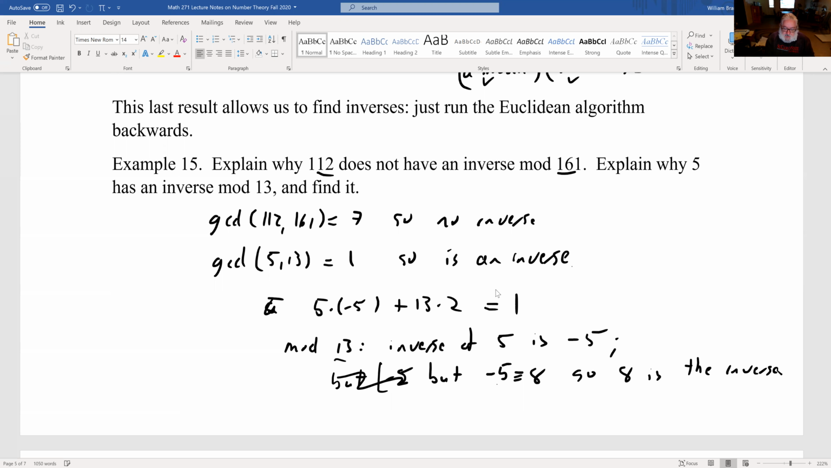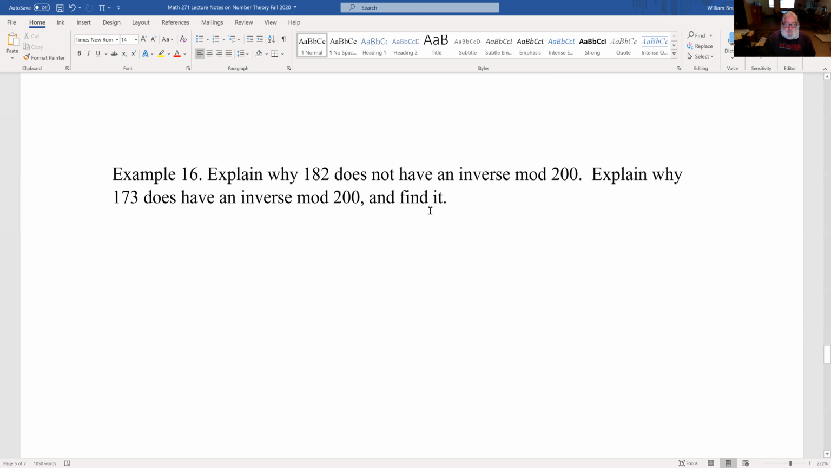How do we check that? Well, 8 times 5 should be equivalent to 1 mod 13. We know that 8 times 5 is 40. And that's 3 times 13 plus 1. The remainder when I divide 8 times 5 by 13 is 1. So 8 and 5 are inverses. Okay.